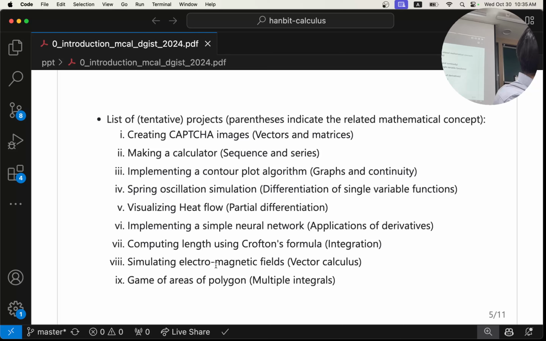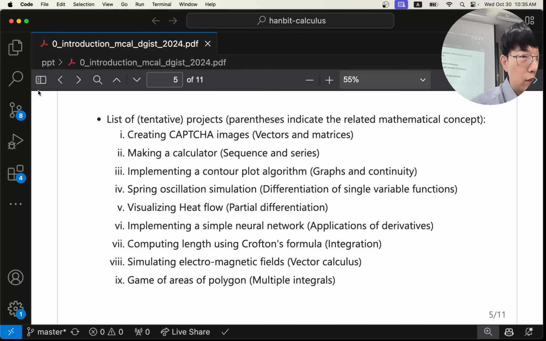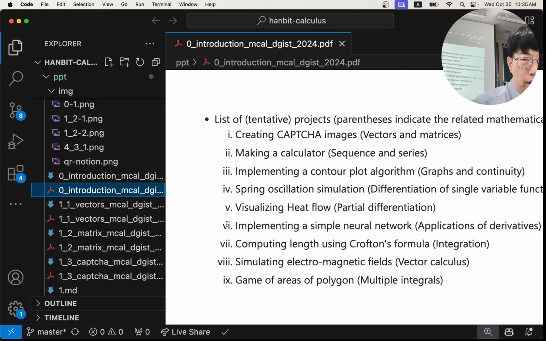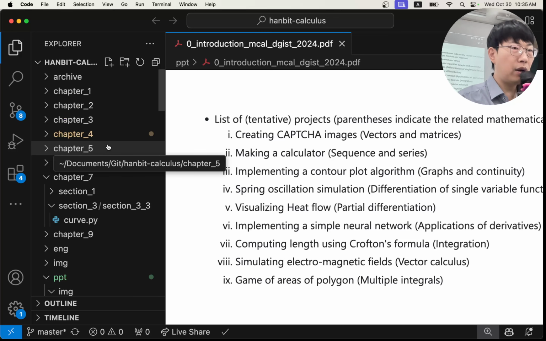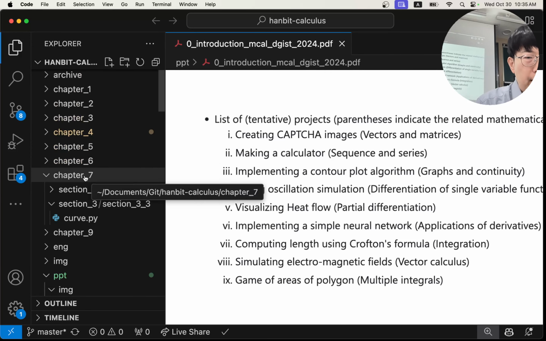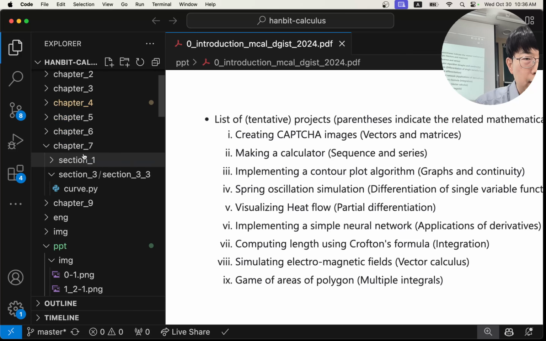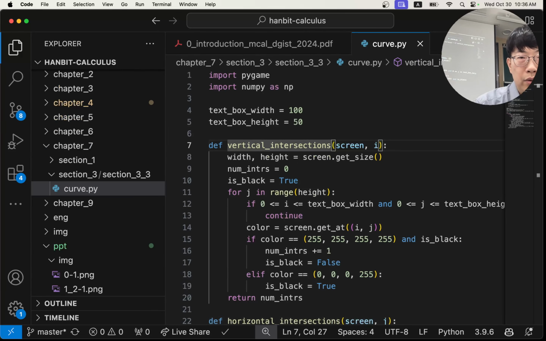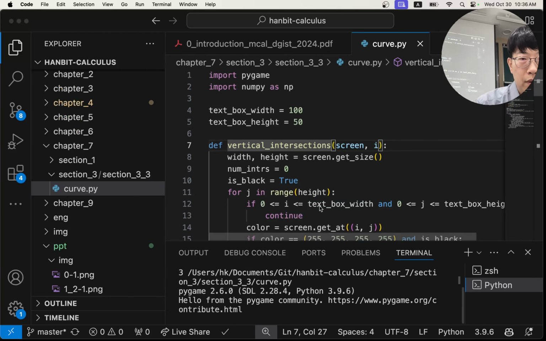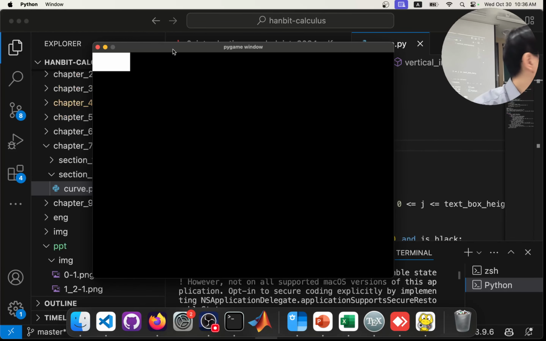The seventh one is the new one. It's about integration, and I'll show you how it looks. It's about Crofton's formula, which has a background in the multiple integral. And let's see. Basically, you're going to make a game. So this is the game I made.